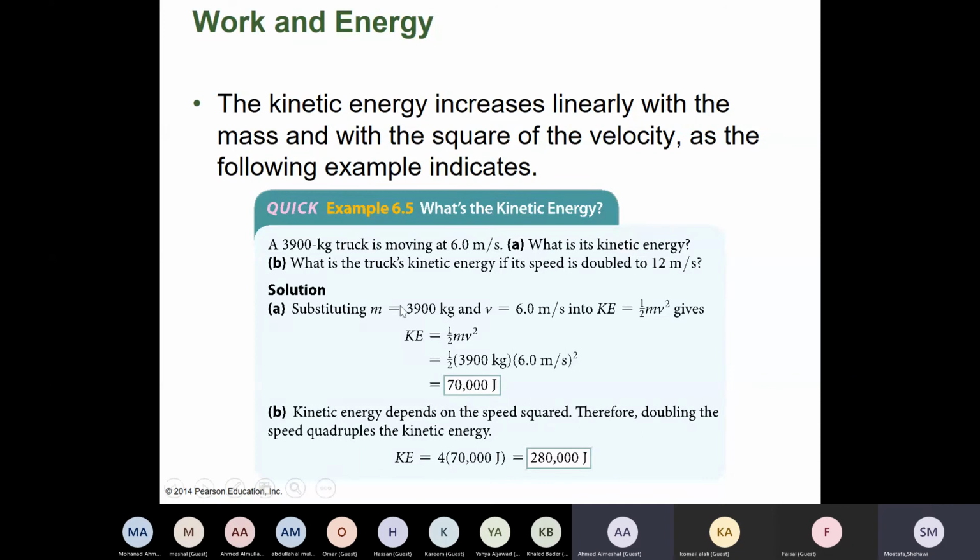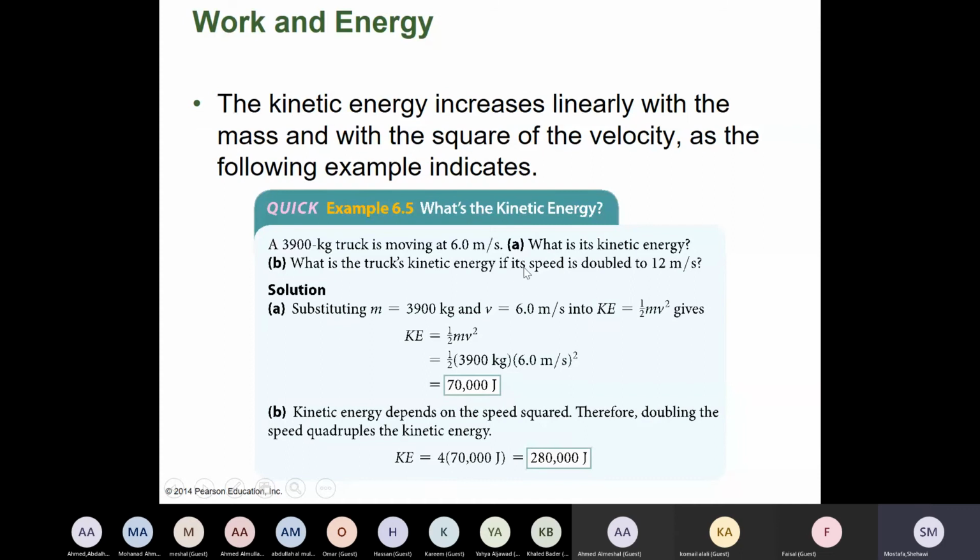Yes. So it's written here, the mass is equal to 3,900 kilograms and the velocity is 6 meters per second. So kinetic energy equals half mass times velocity squared. Kinetic energy equals half multiplied by 3,900 multiplied by 6 squared. This is the kinetic energy if the velocity is 6.